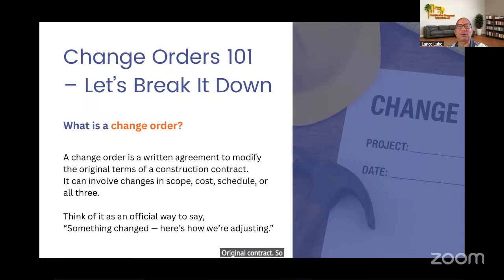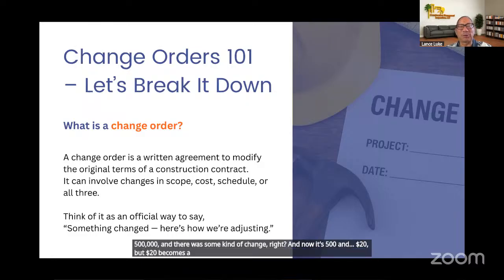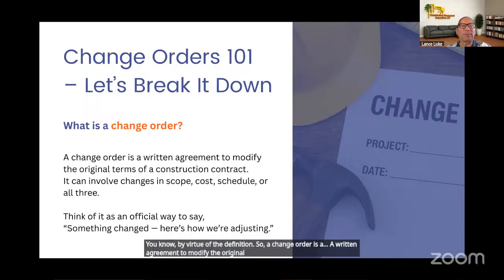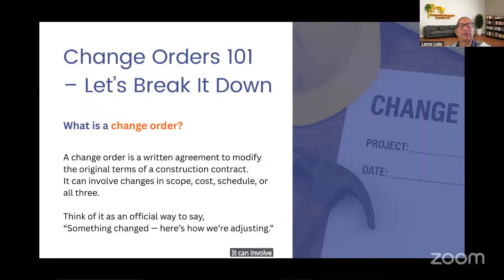So if the original contract was for $500,000 and there was some kind of change, and now it's $520, the $20 becomes a change order, by virtue of the definition. So a change order is a written agreement to modify the original terms of the construction contract. It can involve changes in scope, cost, schedule, or all three. Think of it as an official way to say something changed.